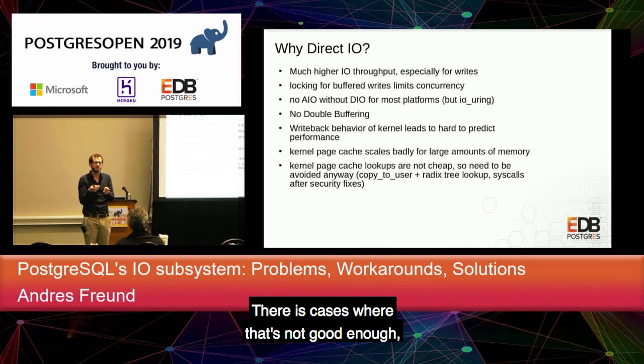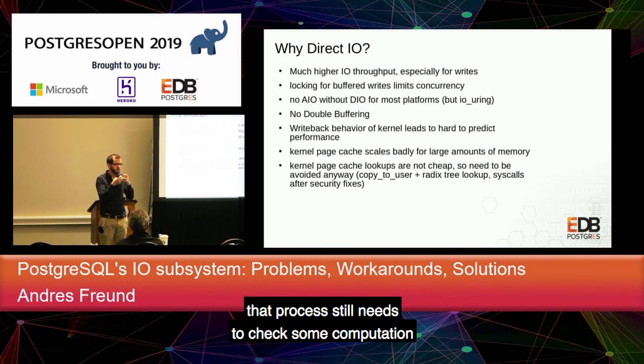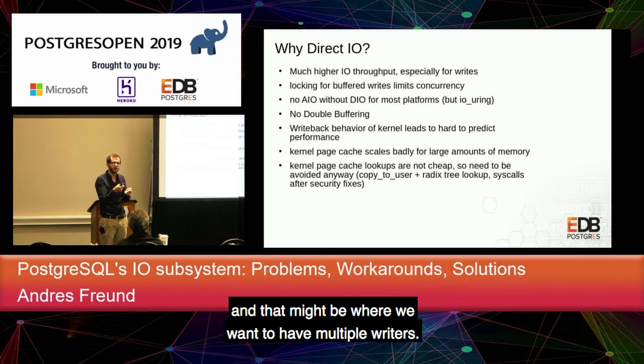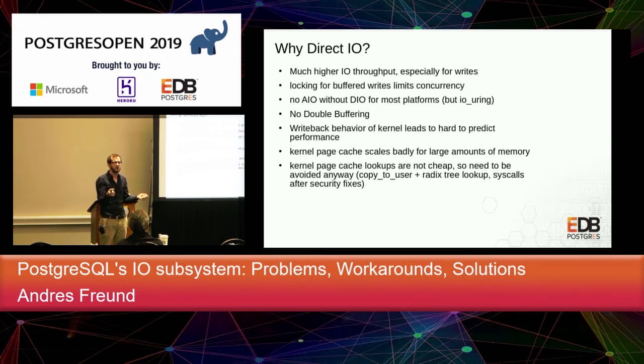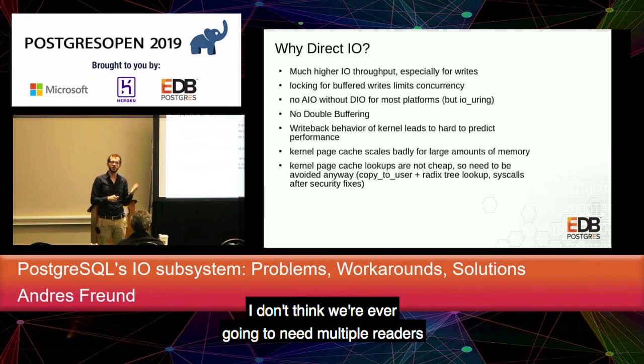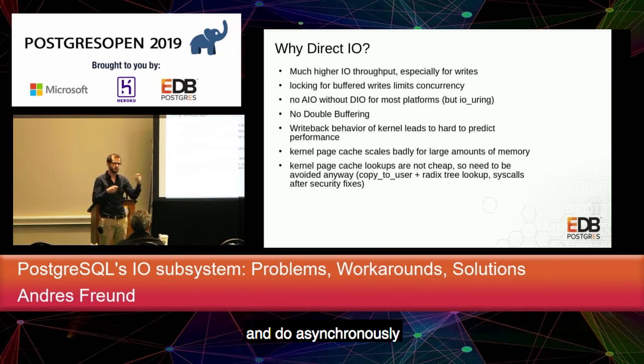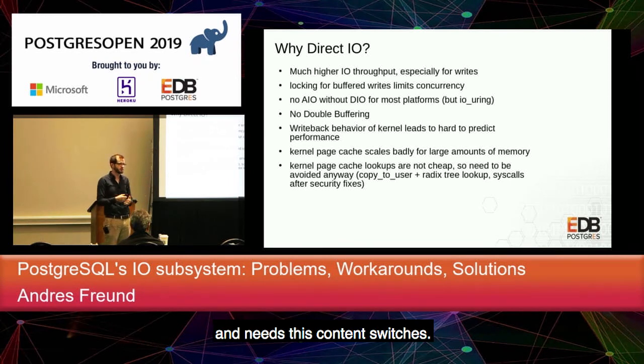There are cases where that's not good enough. For example, if you enable checksums, that process still needs to do checksum computation, and that might be where we want to have multiple writers. I'm not sure yet whether we are going to need multiple writers. I don't think we're ever going to need multiple readers, because we probably just want to do that from within the backend that needs the data and do it asynchronously, because it has higher cache locality and needs fewer context switches.